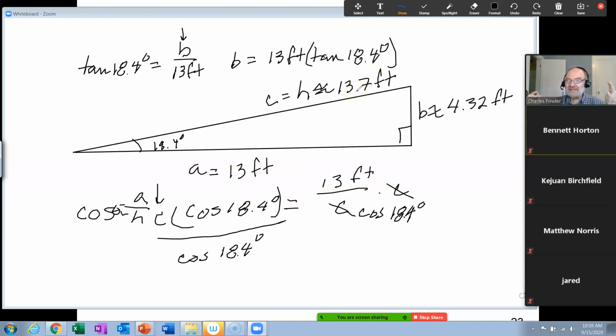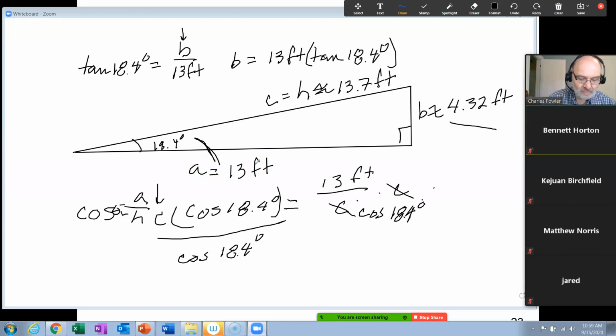Now the reason I didn't do that is this was a calculated value, right? I can't get my pen to show up. Where is it? There it is. This is a calculated value. I'd rather use the two values that were given because that's the greatest precision there. So by using those, I use the cosine, and I get 13.7 feet.